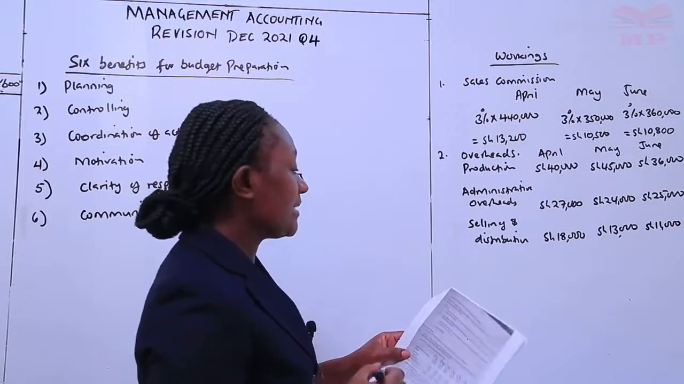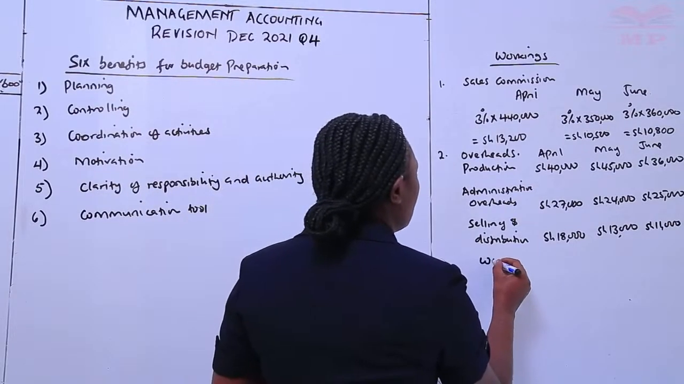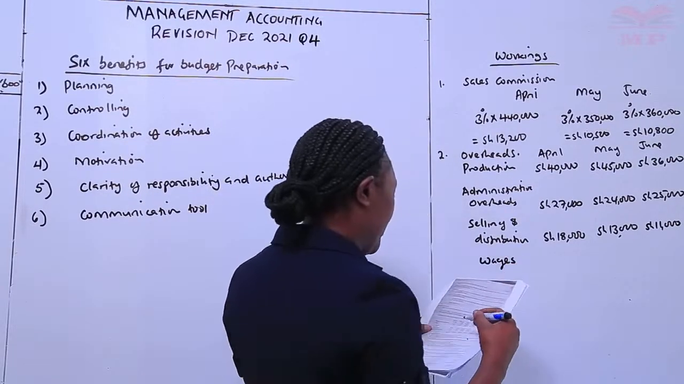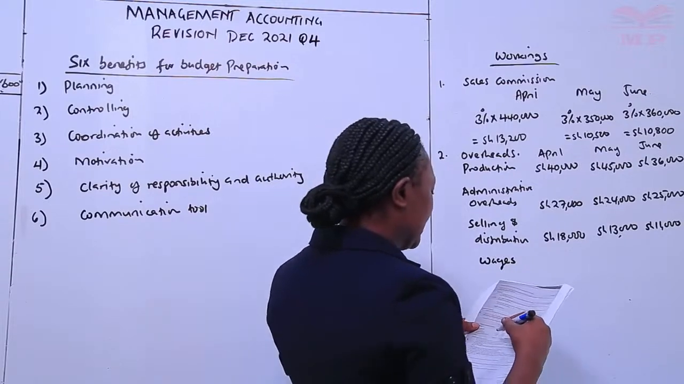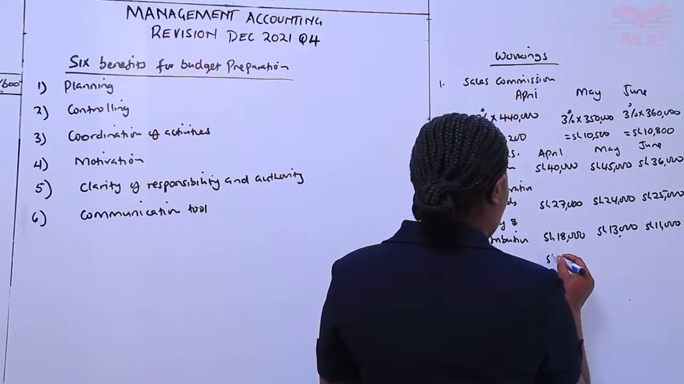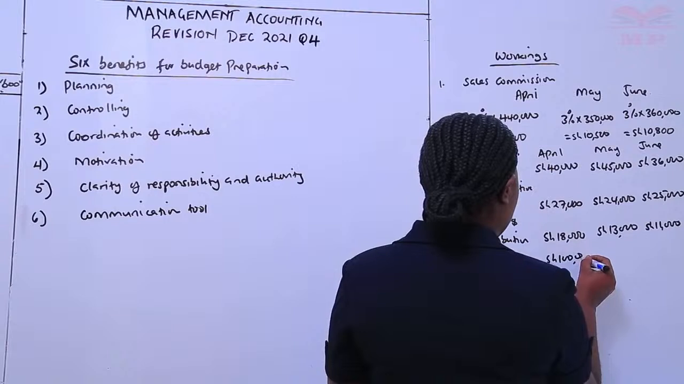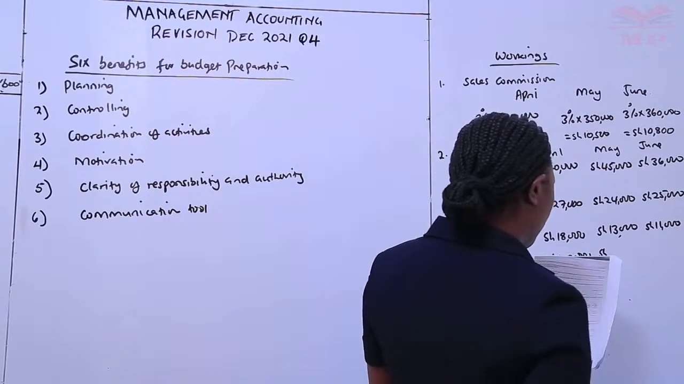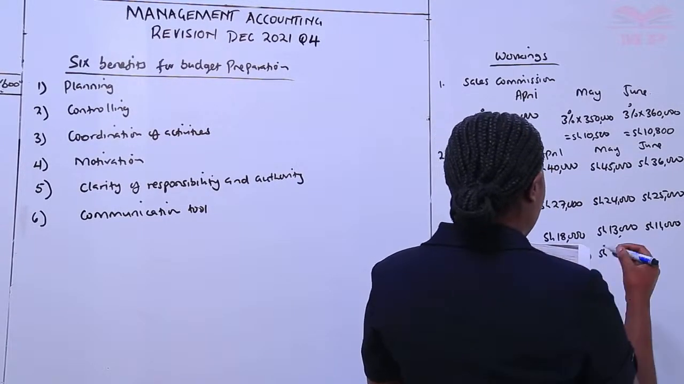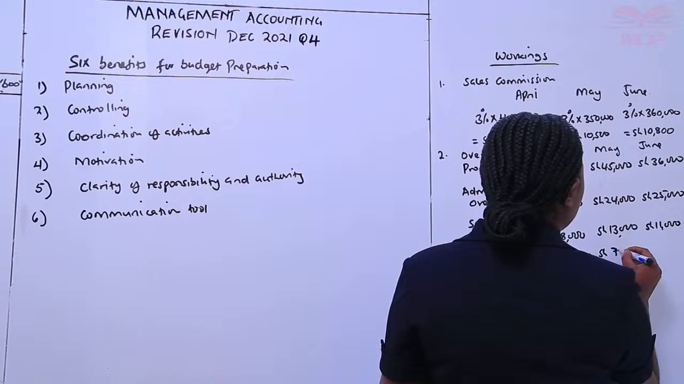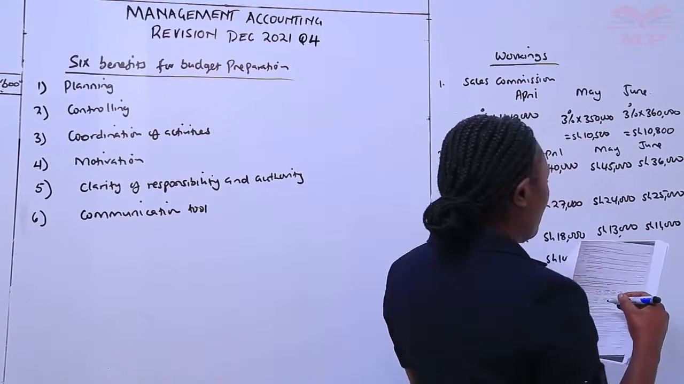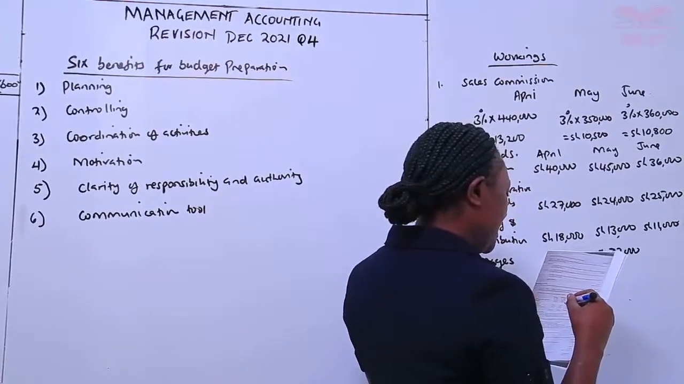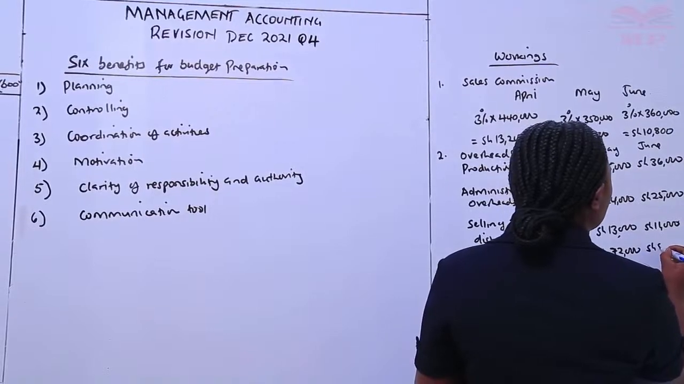We were also told, and wages. We also have a delay of 1 month for paying wages. So the wages that were to be paid in March will now be paid in April. Those that were to be paid in April will be paid in May. Those that were to be paid in May will be paid in June.